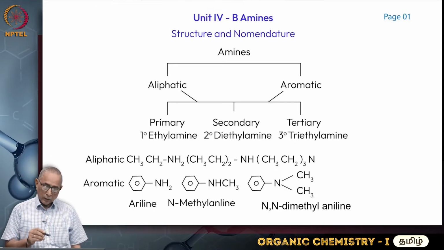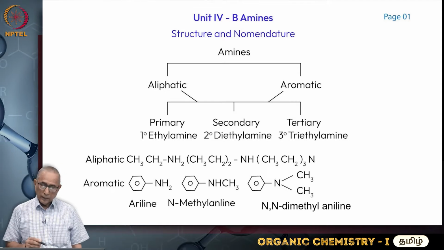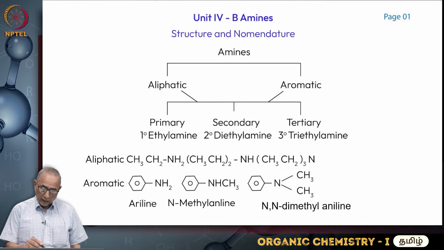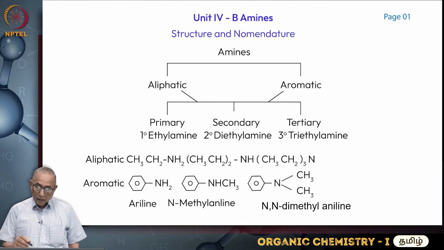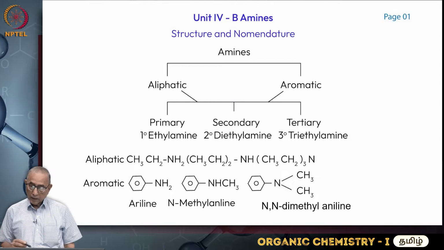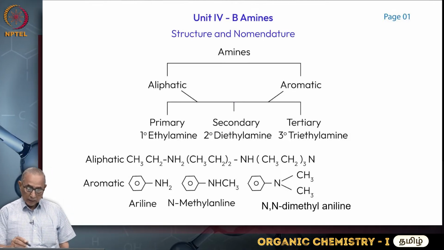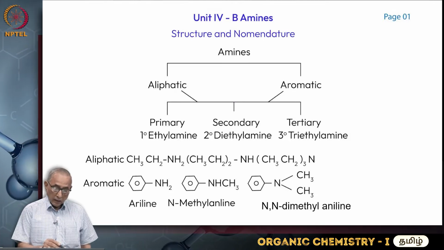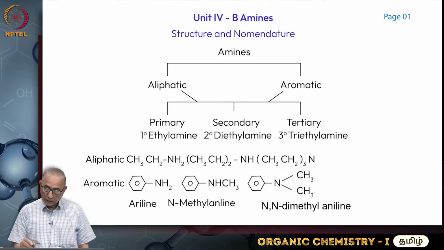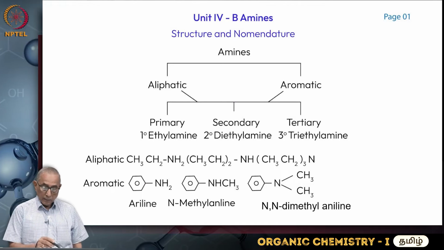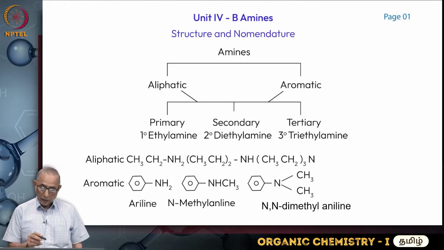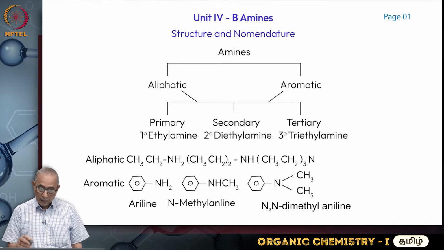If one hydrogen is replaced by an alkyl group, you get primary amine. If two alkyl groups replace hydrogens from ammonia, you get secondary amine. If three alkyl groups replace them, it's called tertiary amine. Primary amine is also called first degree amine, second degree amine or third degree amine. Example given here, ethylamine, one alkyl group, diethylamine, two alkyl groups, triethylamine, three alkyl groups.